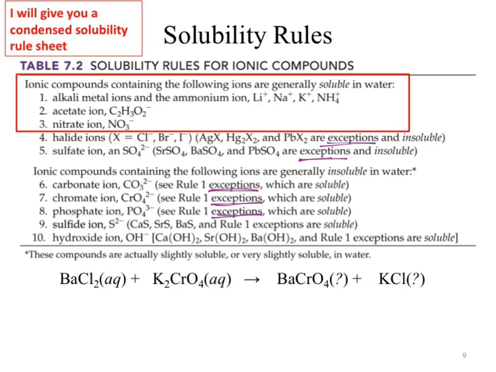How many exceptions do we see for rules 1, 2, and 3? None. Which means if it has an alkali metal, it is soluble. Always. If it has acetate ion, what does that mean? It is soluble. Always. If it is nitrate, soluble. Always. Why would I box those in? Memorize those 3. There are no exceptions.